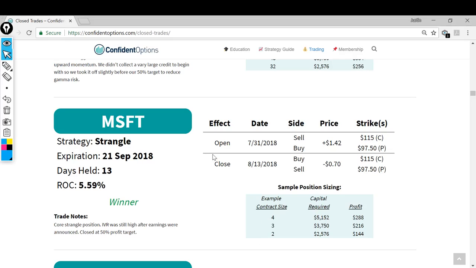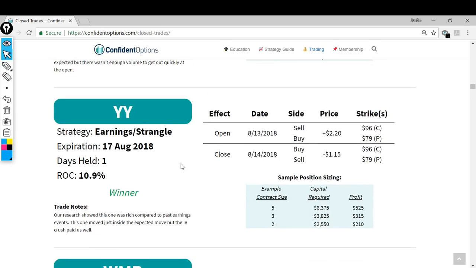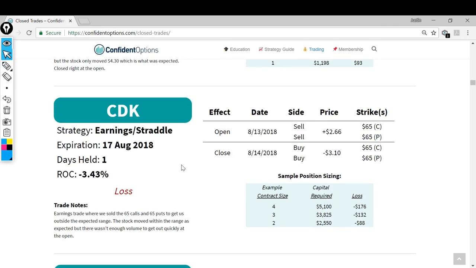All right, so that's Microsoft. Let's go to our first earnings trade. It wasn't our first, but one of the first we're going to review for the week, which was CDK, and it actually was a loss.